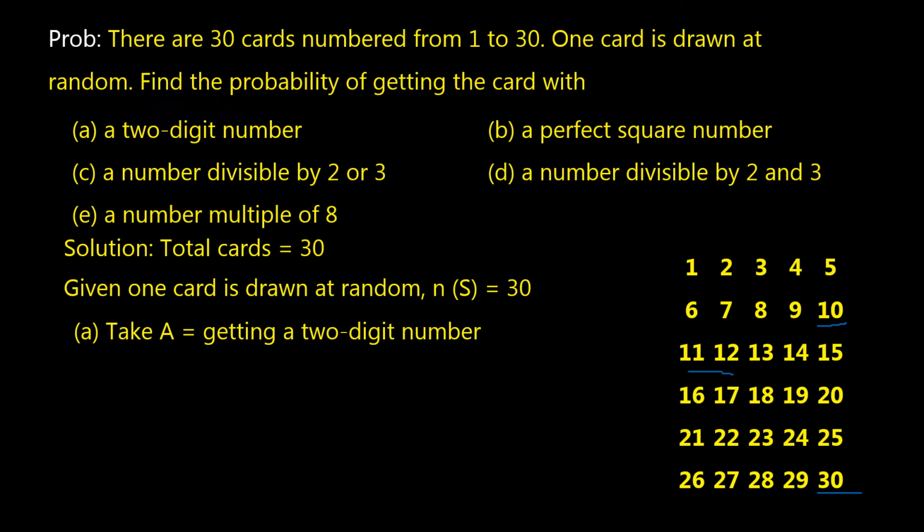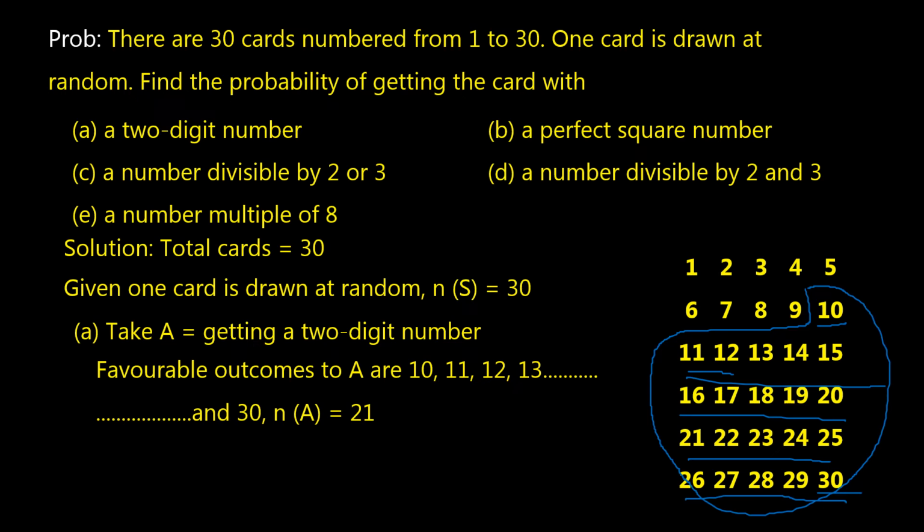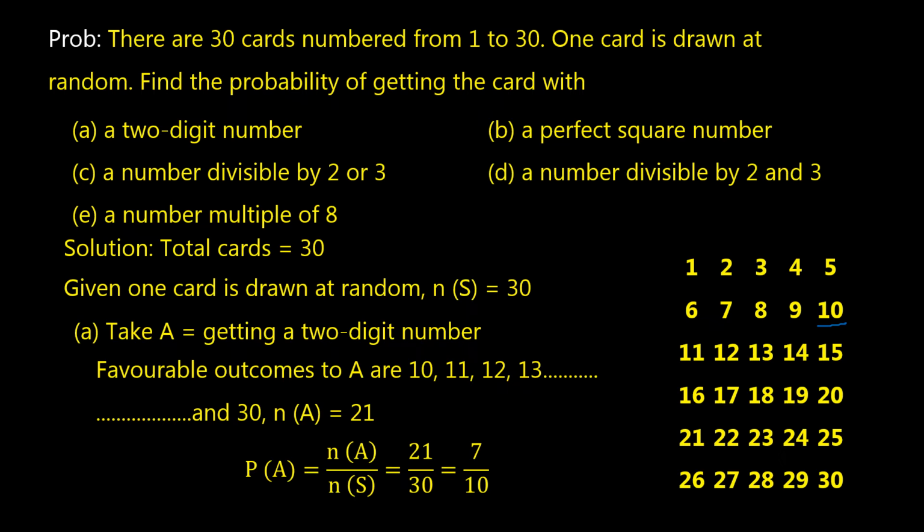Therefore, here 5 two-digit numbers I have. Here again 5. 5 plus 5 is 10, plus 5 is 15, plus 5 is 20, plus 1 is 21. So 21 two-digit numbers are there in the sample space. All these 21 are favorable outcomes to A. Therefore, favorable outcomes to A are 10, 11, 12, 13, and so on till 30, and these are totally 21. So n of A is 21. Now apply the formula. P of A is equal to n of A by n of S. n of A is 21 by n of S is 30.